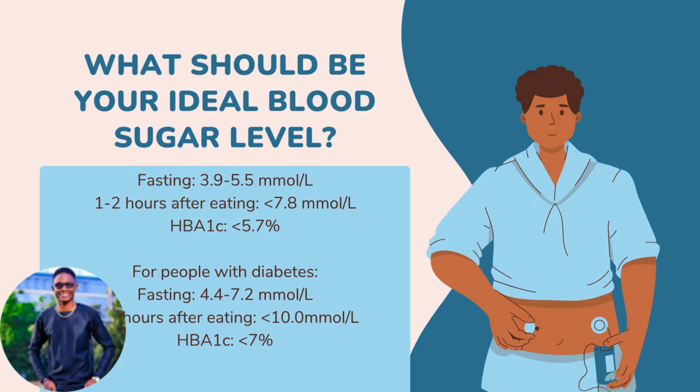Now, what should be your ideal blood sugar level? A fasting blood sugar level should be between 3.9 to 5.5 millimole per liter. 1 to 2 hours after eating, it should be less than 7.8 millimole per liter. HbA1c should be less than 5.7%. For people with diabetes, fasting blood sugar level should be between 4.4 to 7.2 millimole per liter. 1 to 2 hours after eating, it should be less than 10.0 millimole per liter. For HbA1c, it should be less than 7%.